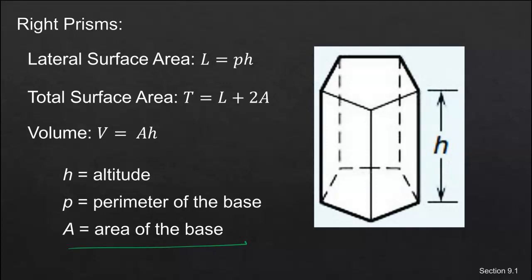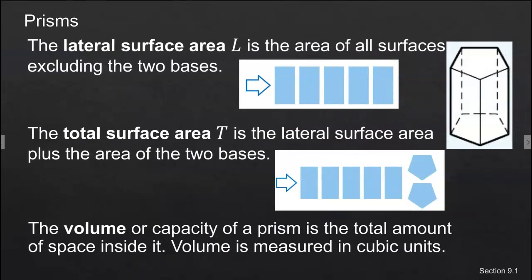Now, when we're working with these formulas, I'm going to show you a way that I feel like is very helpful on keeping track of everything. This is what this looks like if we lay it out, right? It's got these 5 rectangle sides. That's our lateral surface area. And so you can see that here.